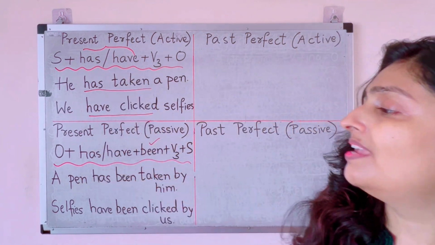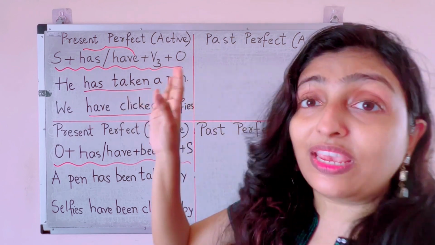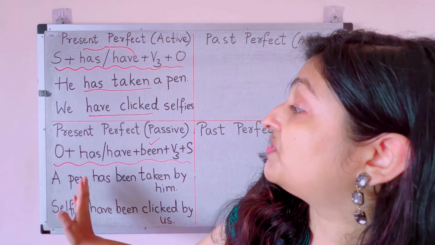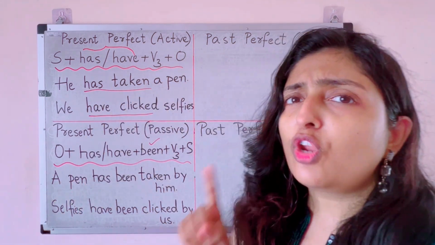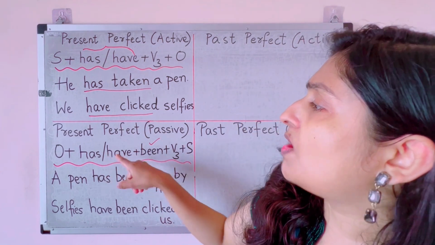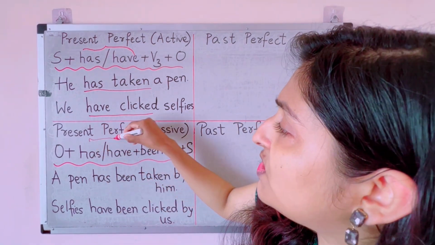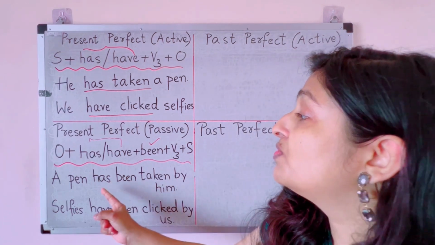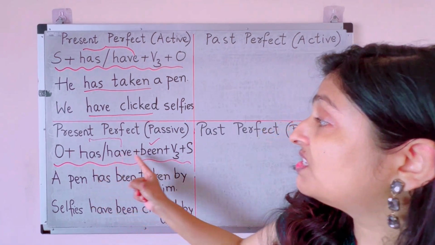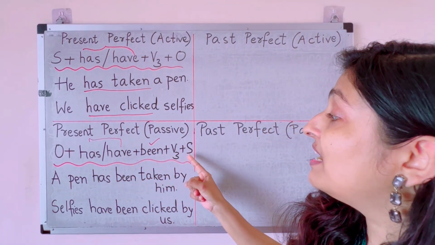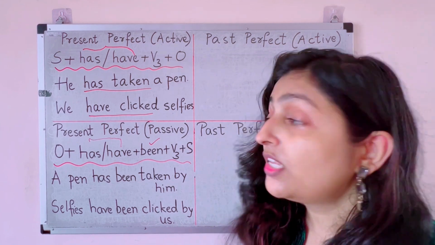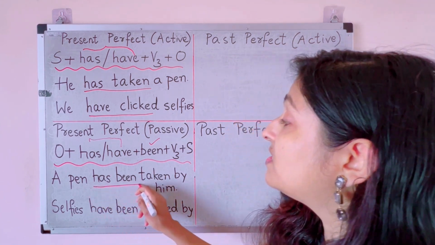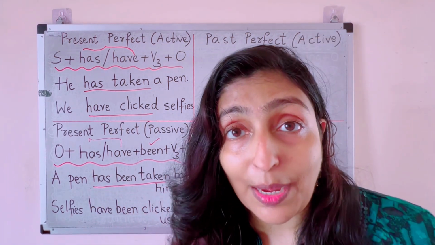Now let's look at the example. He has taken a pen. Object comes first, a pen. Now you have to choose one from this auxiliary, has or have. Since a pen is singular, I choose has. Has been taken by him. So the final verb is has been taken.